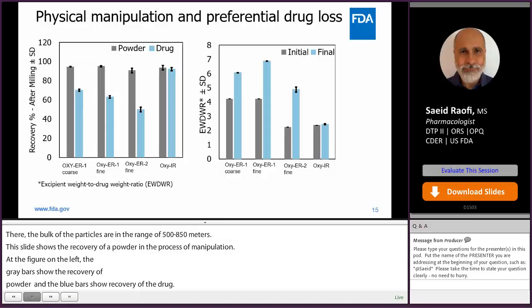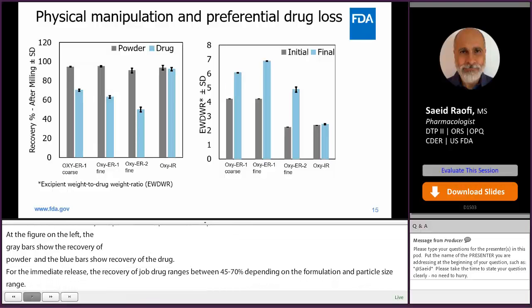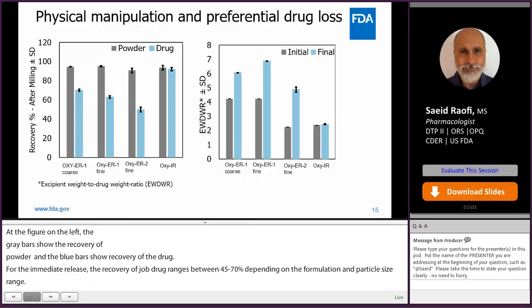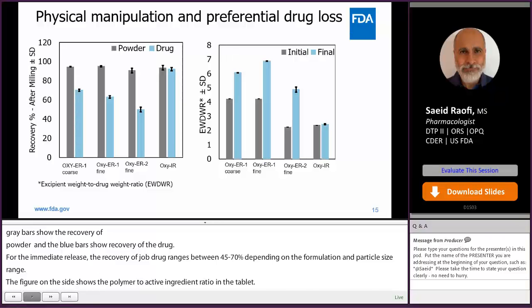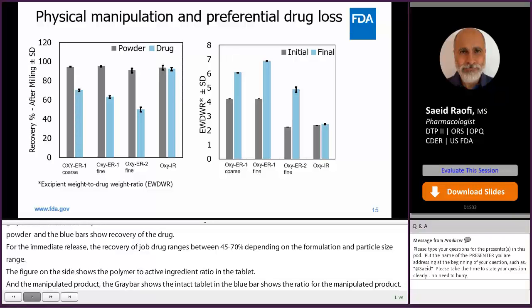particle size range. And the figure on the side shows the polymer to active ingredient ratio in both the intact tablet and the manipulated product. The gray bars show the intact tablet, and the blue bars show the ratio for the manipulated product. As you see, the ratio increases once the product is manipulated into powder, again indicating the drug loss during the manipulation process.